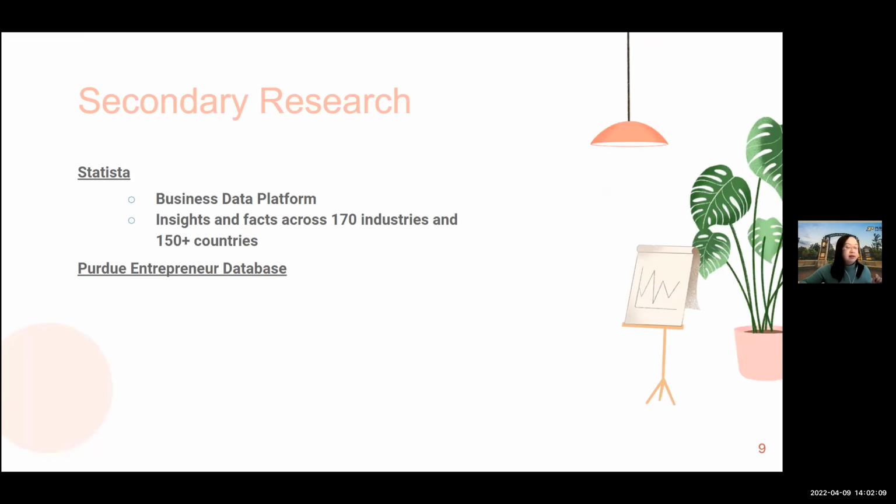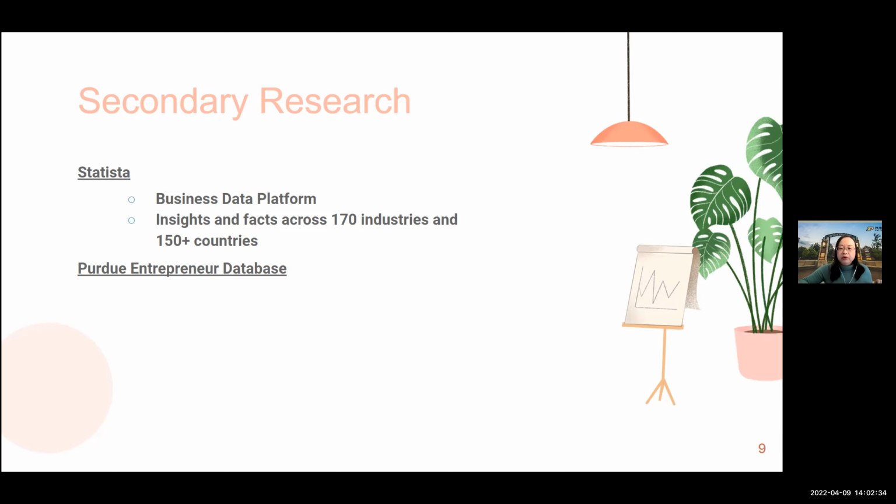For example, Statista, as a powerful business data platform, provides insights and facts across 117 industries and 150-plus countries. One group in my class wants to market their game training platform across the world, and they use Statista to give them a basic idea about their target market size in Europe, Asia, and North America.